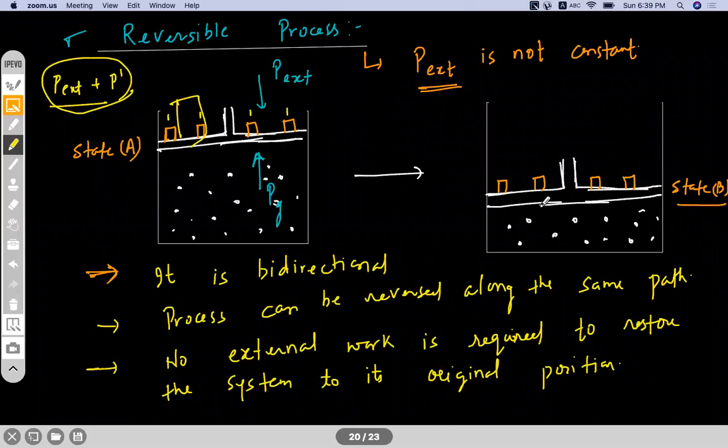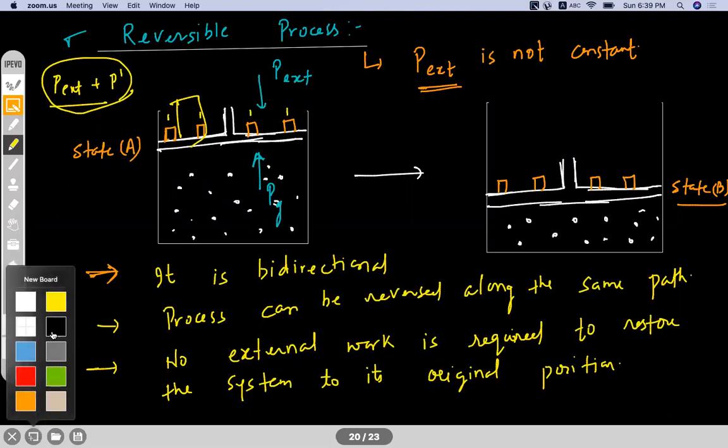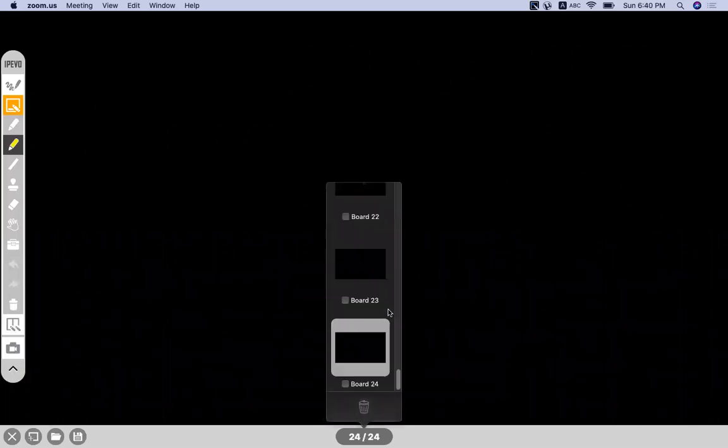This one, quickly, guys. Basic difference you understood, correct? So this is why you see the external pressure in case of an irreversible process is constant, but in case of a reversible process, it varies, right? It is variable. Constant for irreversible, variable for reversible.